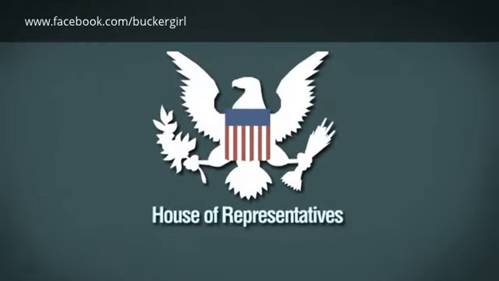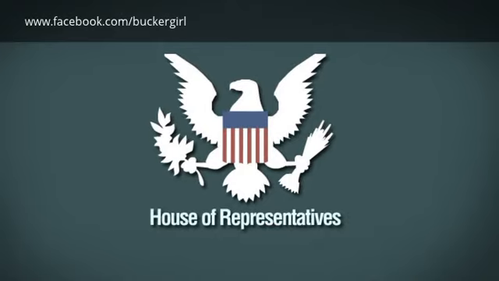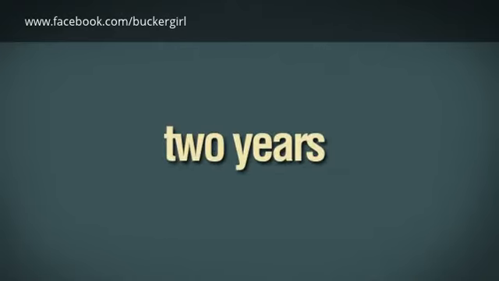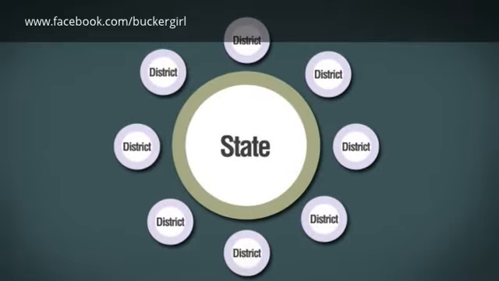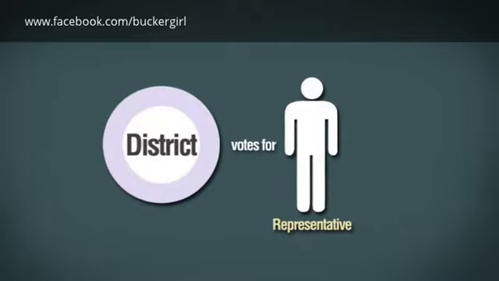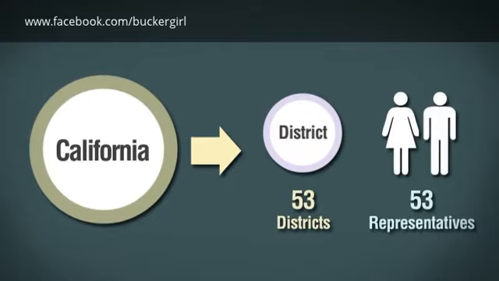The House of Representatives in the US Congress is designed to give a voice to the people of every local voting region of America. Members of the House of Representatives stand for re-election every 2 years. Each state is split into districts, and each district votes for one representative. The number of districts depends on the population of each state. For example, California, the most populous state, is split into 53 districts, so has 53 representatives.